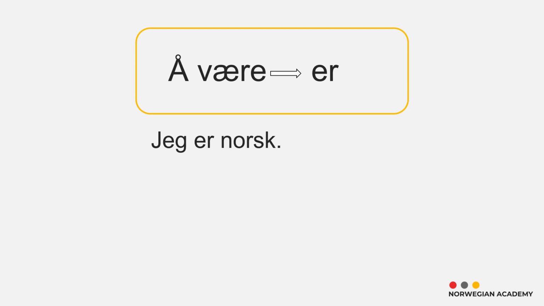You already know the verb to be, å være. We change it to er in the present. Jeg er norsk. I'm Norwegian. We will talk about other exceptions further in this course.